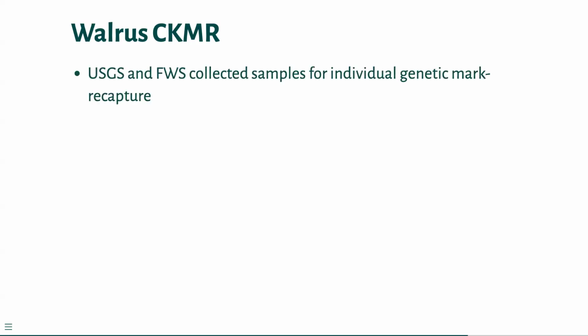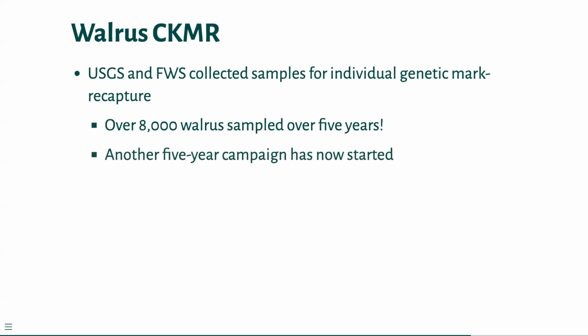About 10 years ago, the USGS and Fish and Wildlife Service collected samples, and they wanted to do individual genetic mark-recapture. So they went out and biopsied individuals thinking that they would use individual genetic mark-recapture. Over a 5-year period, they collected over 8,000 biopsy samples, which I just find the scale of astonishing. And they've now started another round of sampling, another 5 years going forward. Since this project began 10 years ago, technology has come a long way, and close-kin is more feasible for walrus now than it was 10 years ago, both in terms of the genotyping and also in terms of epigenetic aging.